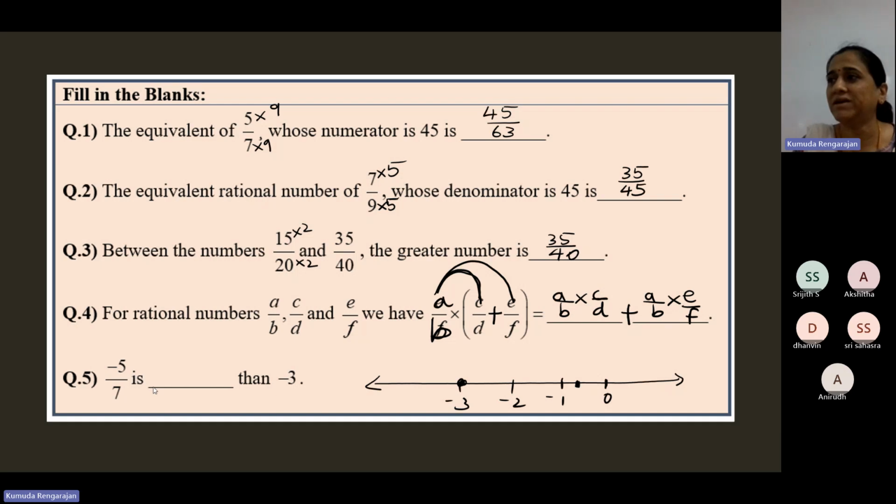Okay, what's the value of 5 by 7? 5 by 7 is a proper fraction. Its value is less than 1. Forget the minus sign. So minus 5 by 7, what is minus 7 by 7, children? That is minus 1. So minus 5 by 7 is here: minus 6 by 7, minus 7 by 7. This is minus 5 by 7. Yes, ma'am.